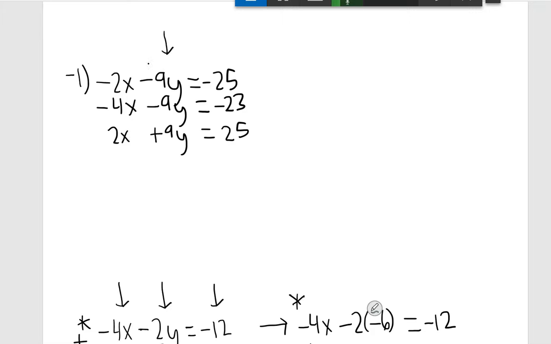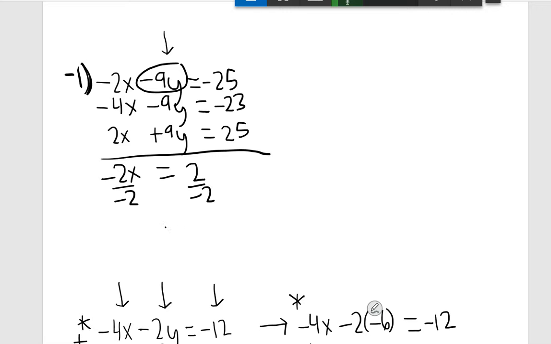And because we wanted this right here to be a positive 9y, that's how we knew what to multiply all of the terms in the equation by. Okay, so now we can do elimination. We can add our second equation with our new first equation. Negative 4x plus 2x is negative 2x. Negative 9y plus 9y cancels, equal to negative 23 plus 25, which is 2. And then we would divide by negative 2 on both sides, and we get x equals negative 1.